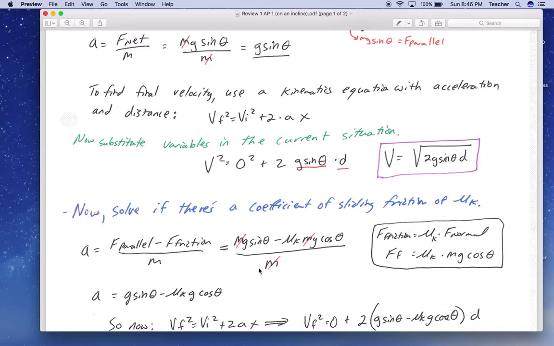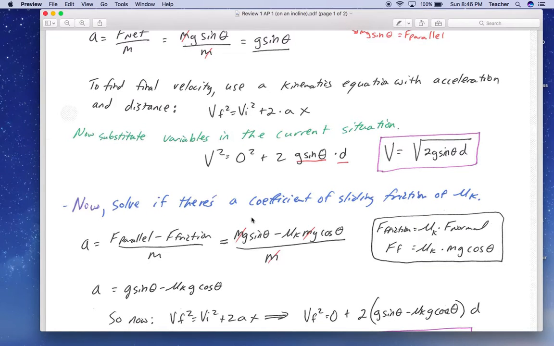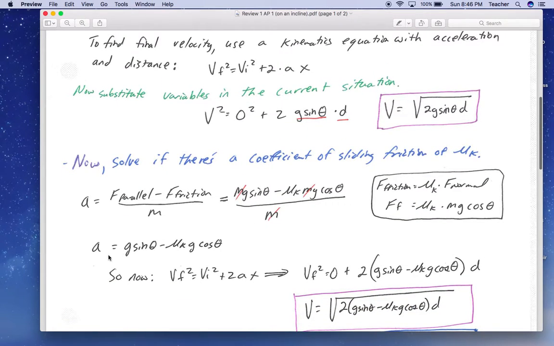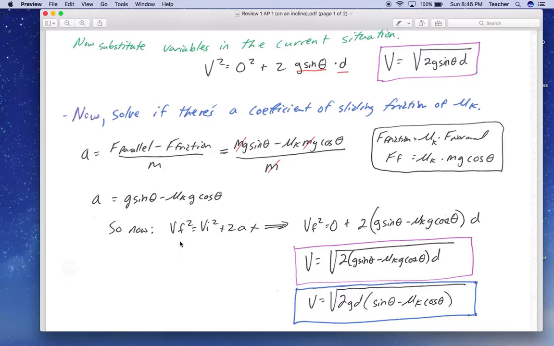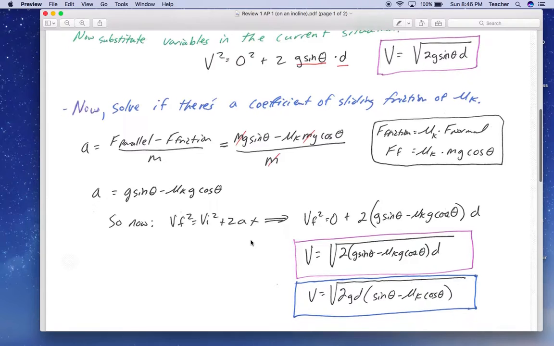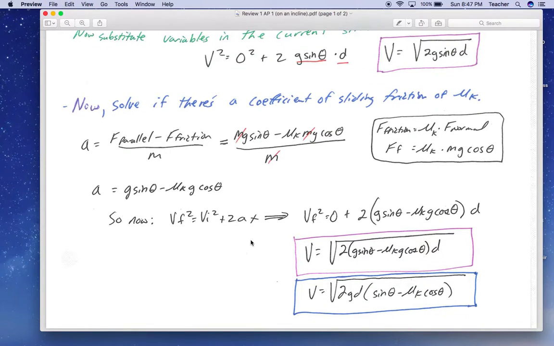Once again, the mass actually cancels out. The coefficient of friction is an indication of the slipperiness or stickiness between two surfaces, but the particular mass doesn't matter. So in this case, the acceleration is g sine theta minus mu k g cos theta. Now, this is pretty complicated. If we want to find the final speed, we could use the same kinematics equation we had before, but the acceleration is more complicated. So it ends up being the square root of 2gd times the quantity sine theta minus mu k cos theta.